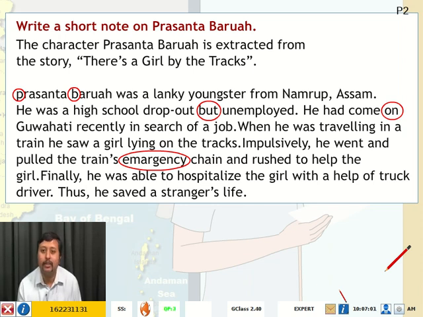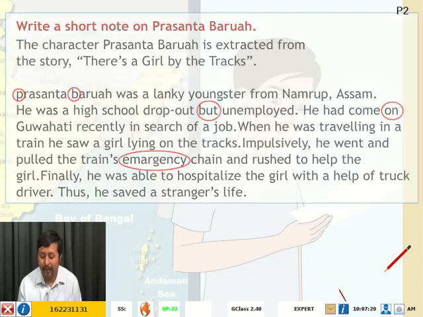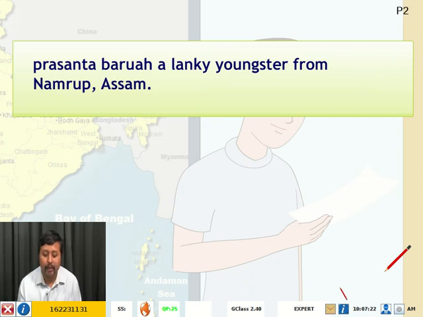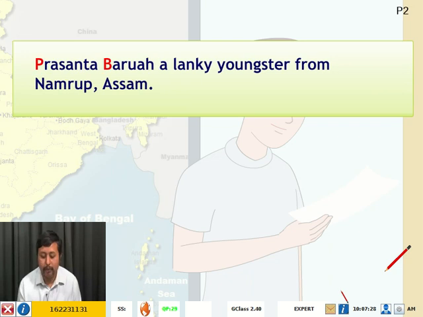Then, recently in search of a job, come on Guwahati. Is it right? Not exactly. It's come to Guwahati. And the last one is this: the spelling of emergency is definitely not right. So we got some mistakes. How are we correcting that? Prasanta Borua is a lanky youngster from Namrup, Assam. In this one, we will use capitalization: P and B of Prasanta and Borua will be in what? In capitals.